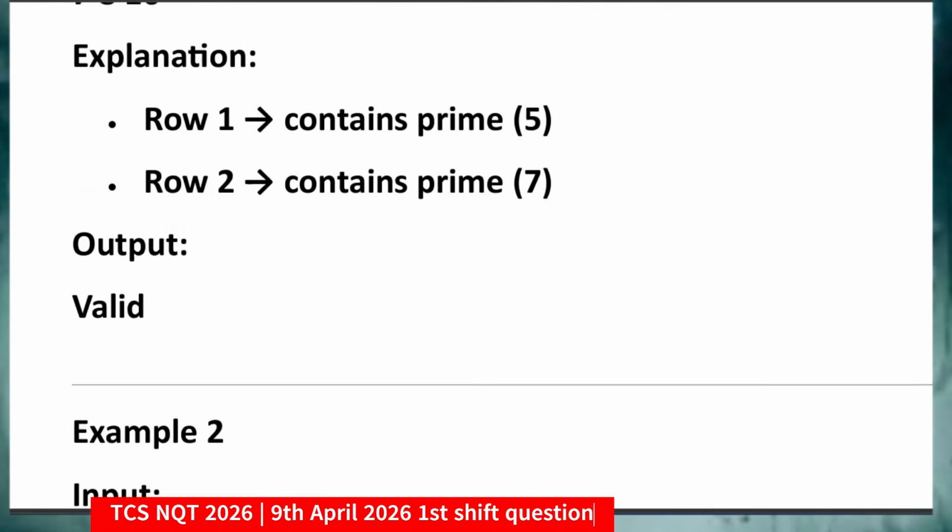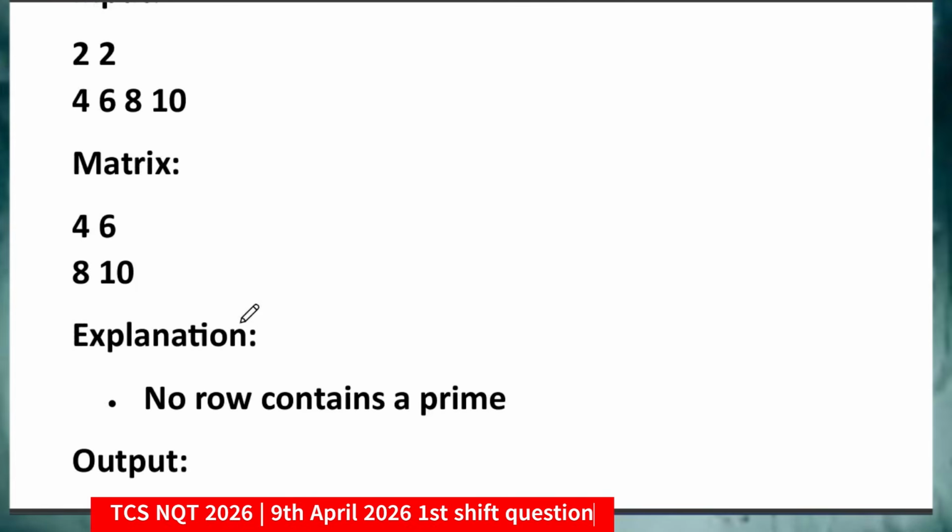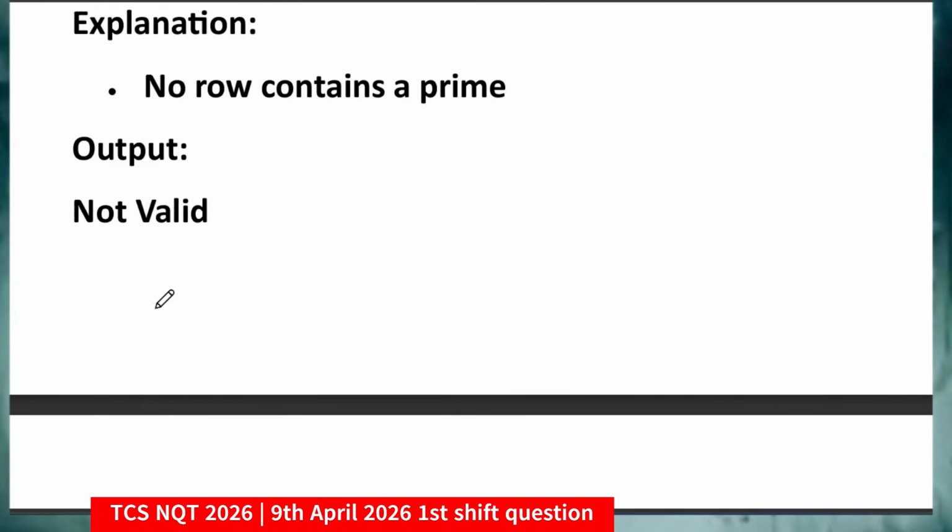You can go through it. So it will be valid. Now if we are taking 2, 2 means 4, 6, 8, 10, the same thing we have explained. So no row contains a prime, so it will print invalid.